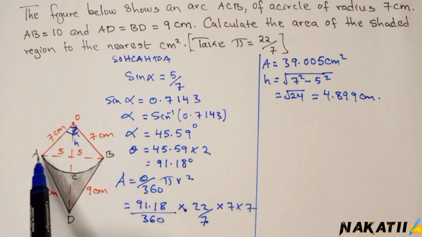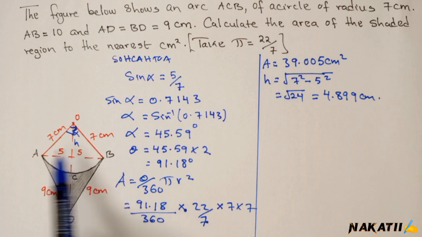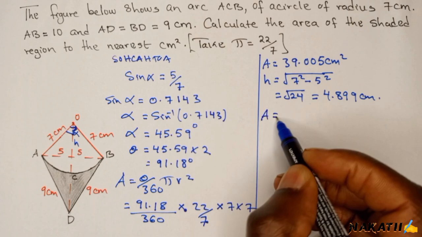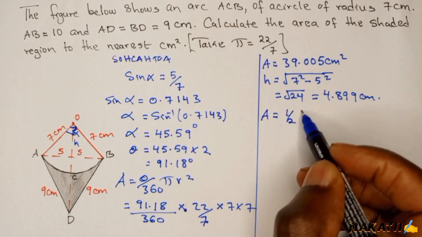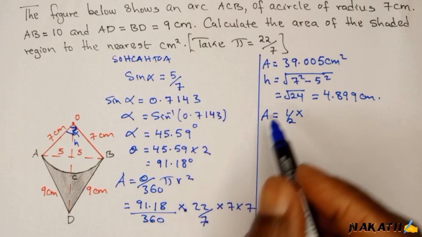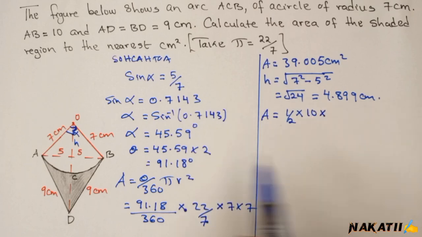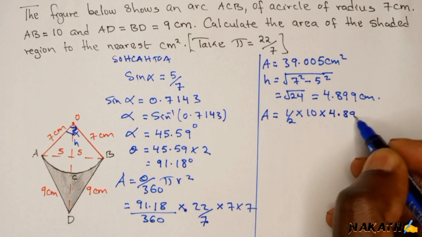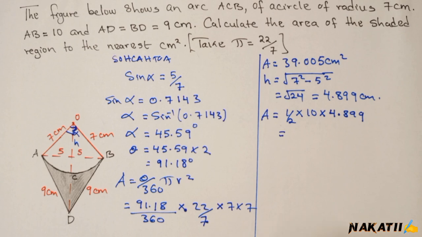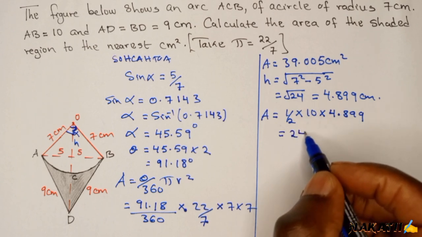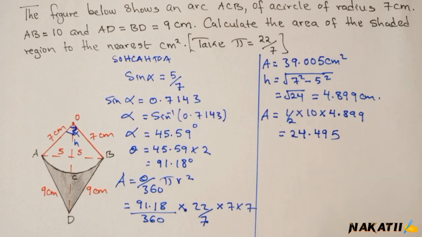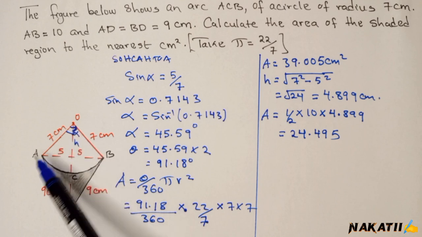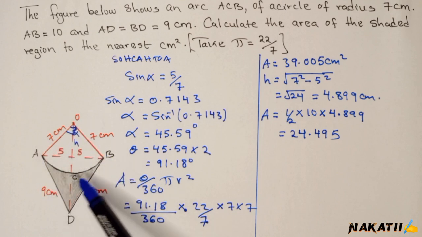And then we can now use the formula of half base times height for finding the area of a triangle. We say area is equal to a half times the base. The base is from here to here, which is 10, times the height, which we found as 4.899. Simplified, we get 24.495. We have the area of this triangle and the area of this sector.